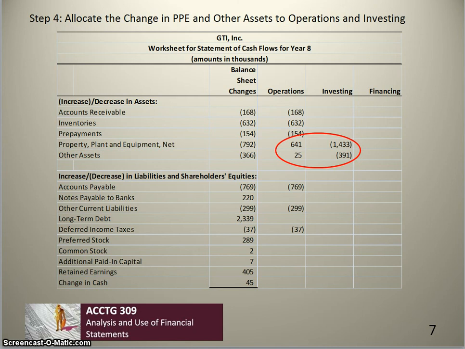The other asset line, which we're told consists all of patents, is spread using a similar process. Amortization of patents during the year was $25,000. We put that in operations. Again, that's an add back to net income to get to cash flow from operations. And the difference to balance the line is a minus $391,000, which we put in the investing column, which indicates that during the year, GTI purchased $391,000 of additional patents.